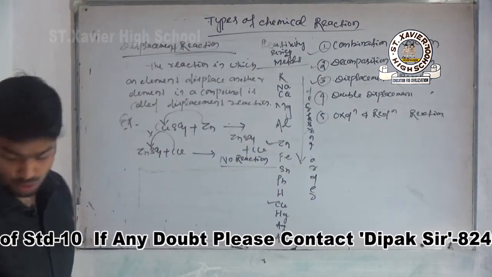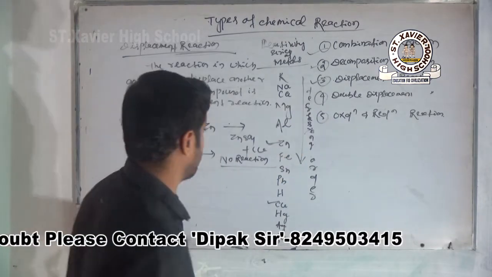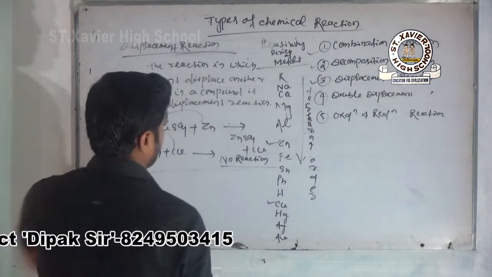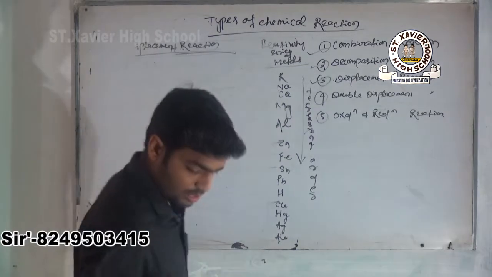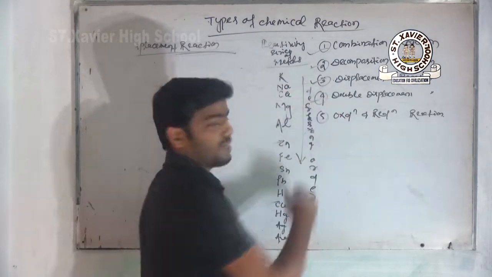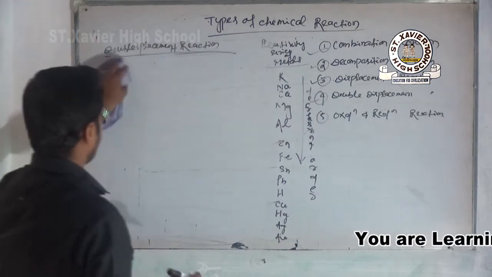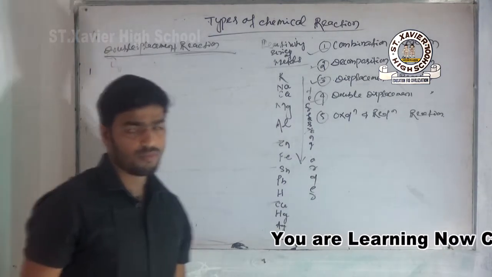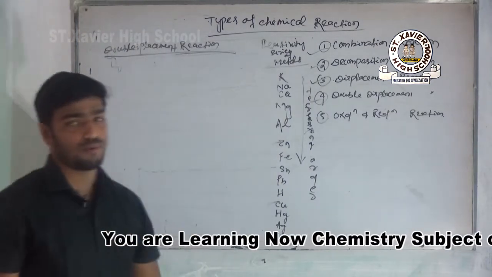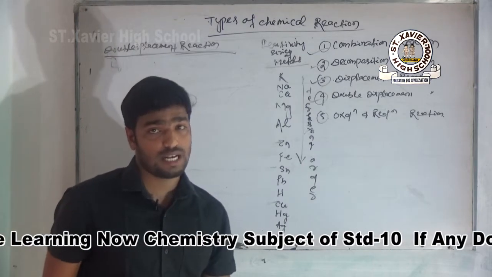Now comes to the point: double displacement reaction. This is all about the displacement reaction. So let's come to the fourth type of chemical reaction, that is double displacement reaction. What is double displacement reaction?